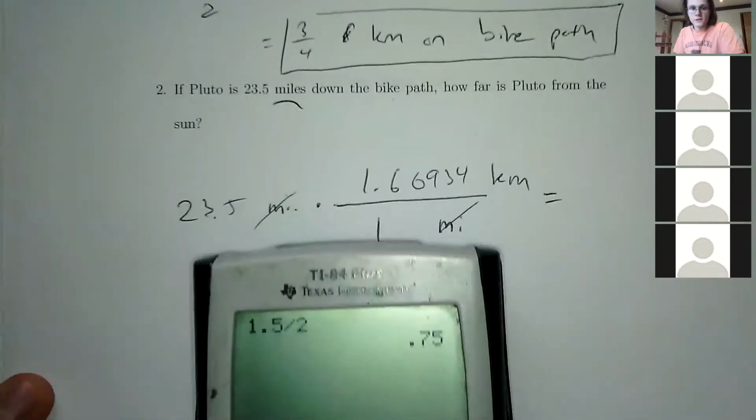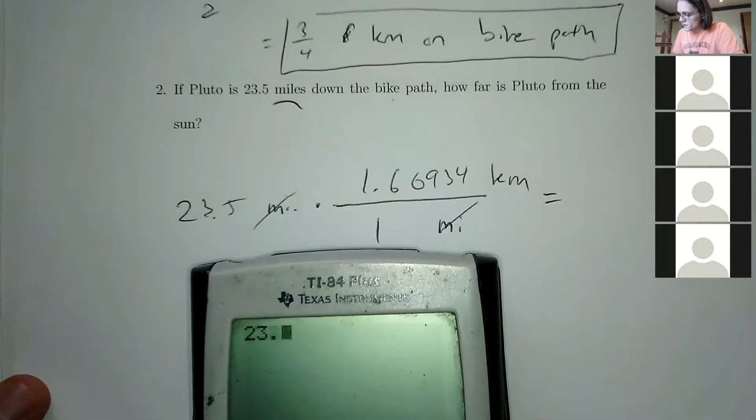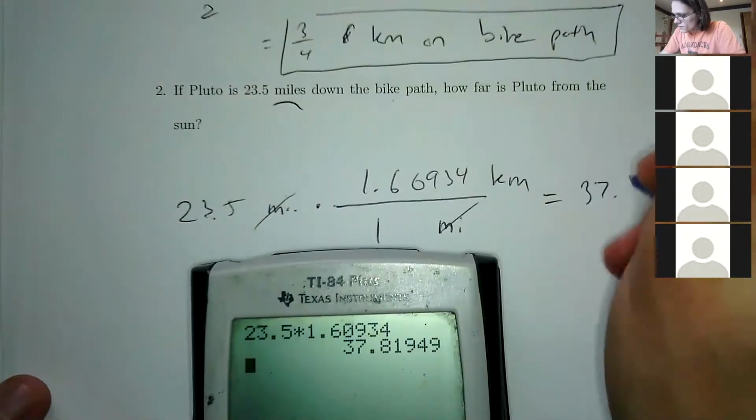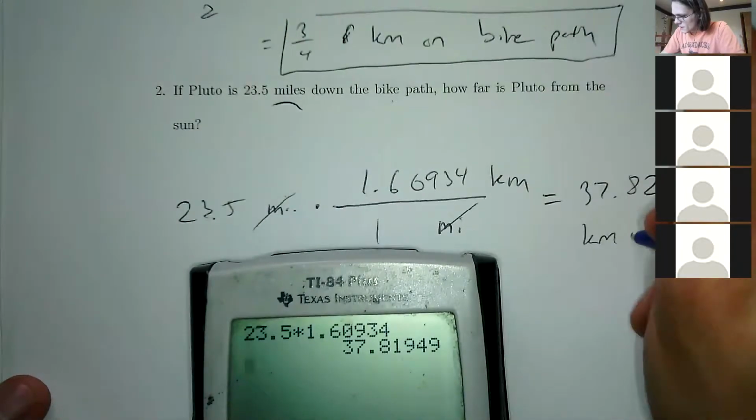So let me multiply it out, and we'll do it in 2 steps. So I have 23.5 times whatever that number is, 1.60934. And so it's about 37.82 kilometers on bike path.